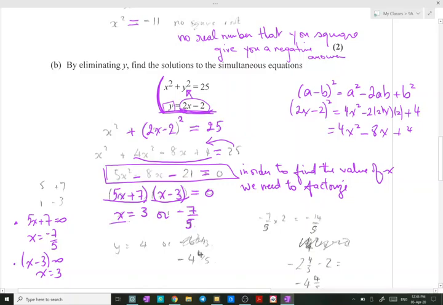Now you take the value of x and replace it in the equation y equals x minus 2. So you replace x in here and you get y equals 4. And for this part here, you replace x, which is minus 7 over 5, and you're going to get minus 17 over 5 as the value for y.